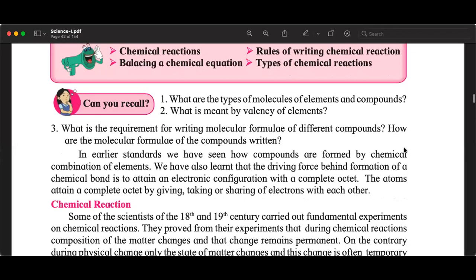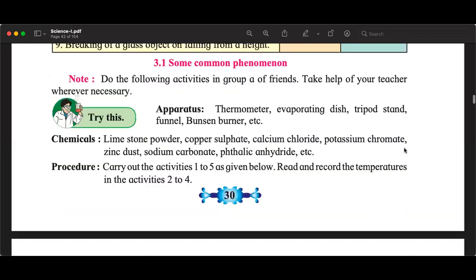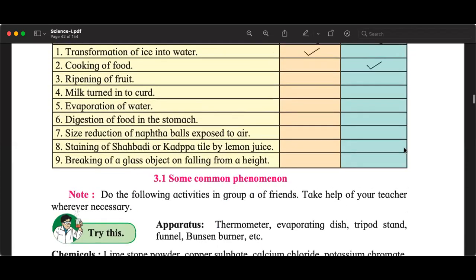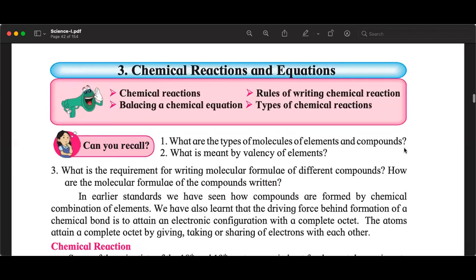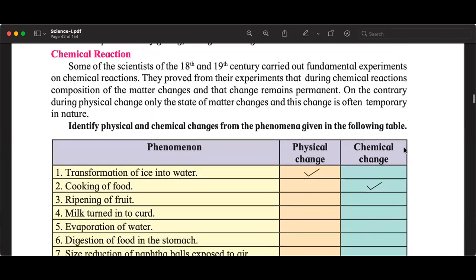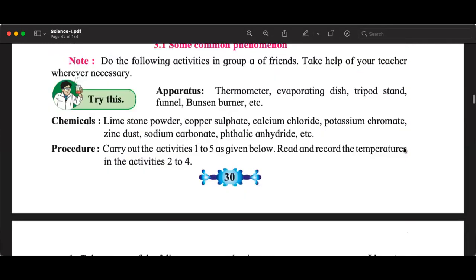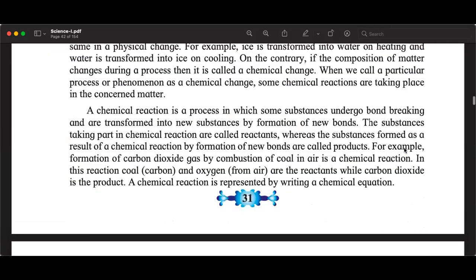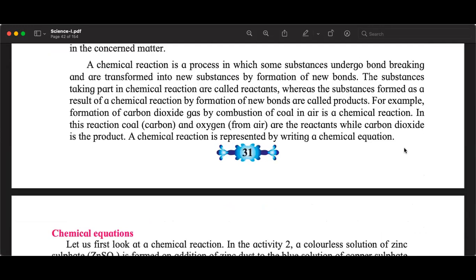So let us see how the chapter looks in the textbook. So in the textbook, this chapter starts on page number 30. You should be looking at page number 30 in your textbooks now, the textbook that you have at your place. So the chapter starts with chemical reaction. So there are a couple of pages about what chemical reactions are. Okay. But we have studied this.